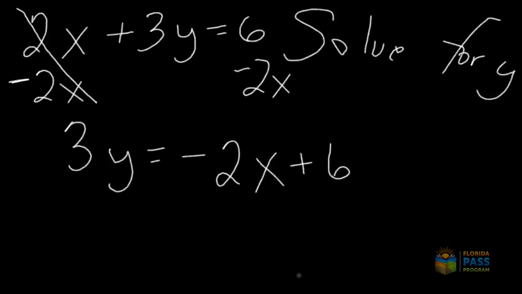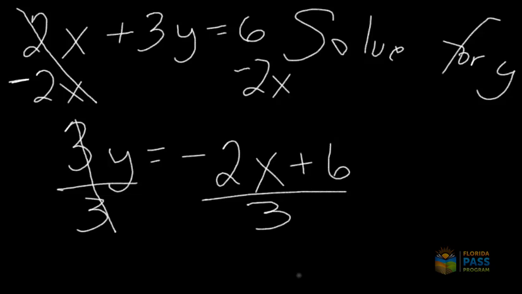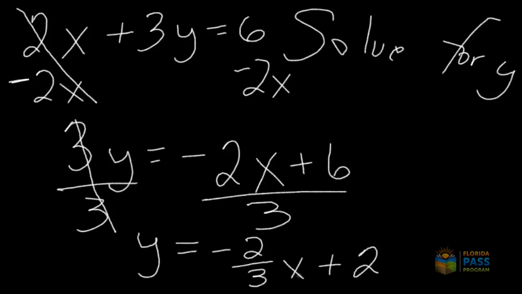This says 3 times y. The opposite of times is division, so we're going to divide both sides by 3. Remember, whatever you do to one side of the equal sign, you have to do to the other side. So now I'm left with y equals negative 2 over 3x plus 6 over 3, which reduces to 2. Y equals negative 2 over 3x plus 2.